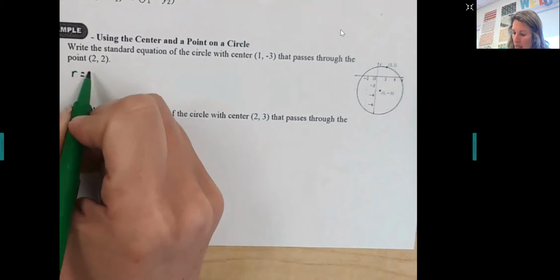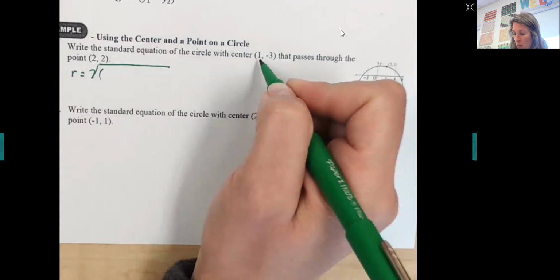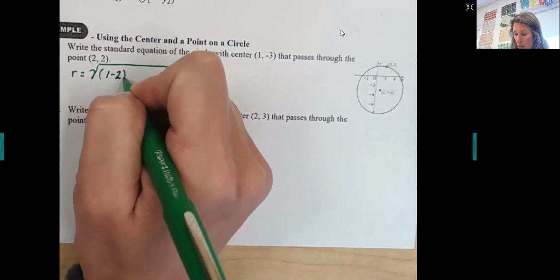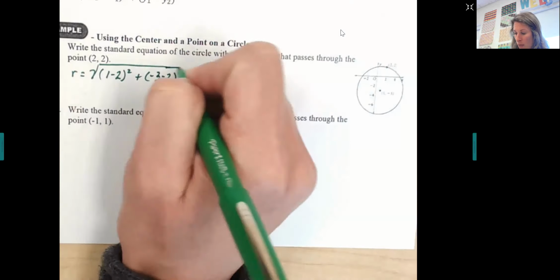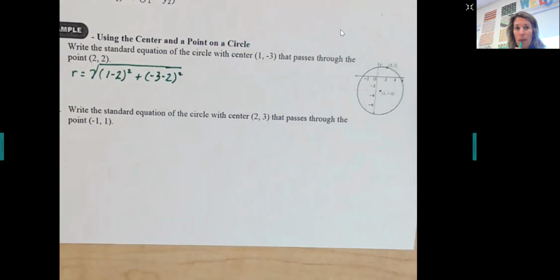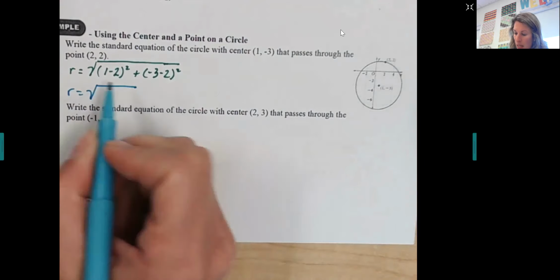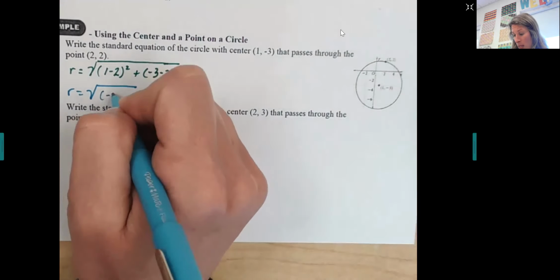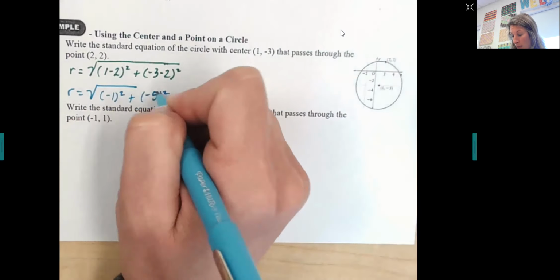So that means my radius is equal to the square root of, we're going to do (1 minus 2) squared plus (-3 minus 2) squared. This can be my x2s and y2s if you want. It doesn't matter which one you put first, as long as both of them are first. So now my radius is equal to the square root. 1 minus 2 is a -1, and -3 minus 2 is a -5.